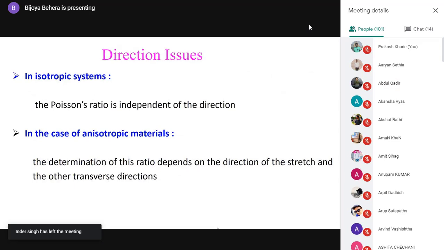There are direction issues in objective material. In the case of an isotropic system, the Poisson ratio is independent of the direction. Whereas in the case of anisotropic material, the determination of this ratio depends on the direction of the stretch, whether we are stretching in the axial direction or in the transverse direction.